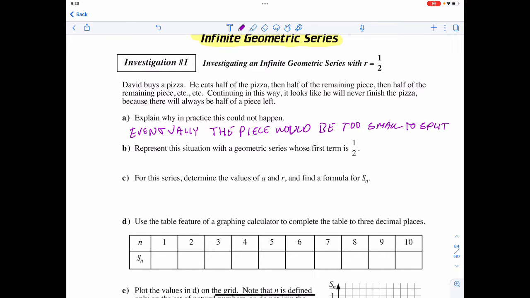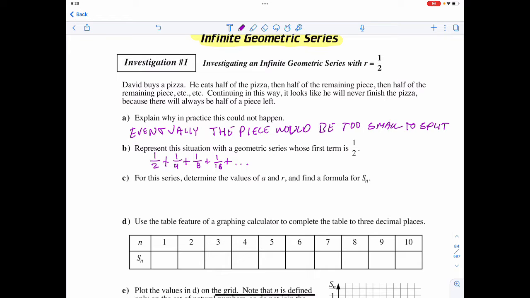If I'm representing the situation with a geometric series whose first term is 1/2, he ate half the pizza, then he ate half of that half, so 1/4, then he ate half of that quarter, so 1/8, and then half of that eighth, so that'd be 1/16. And then that would keep on going theoretically forever.